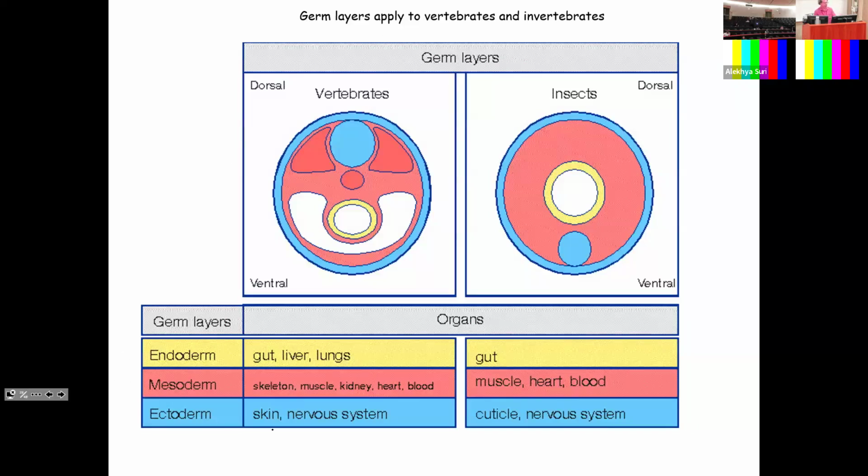And these are examples: for ectoderm, skin, nervous system; for mesoderm, skeleton, muscle, kidney, etc., heart, blood; and for endoderm, the inner portions, the gut, the liver, the lungs. Okay?